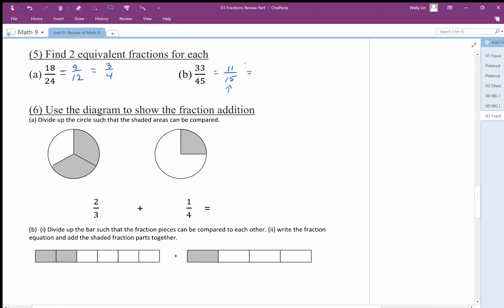So to get another equivalent fraction, I'd have to multiply this. In this case, I'll just multiply by 2. So I get 22 over 30.